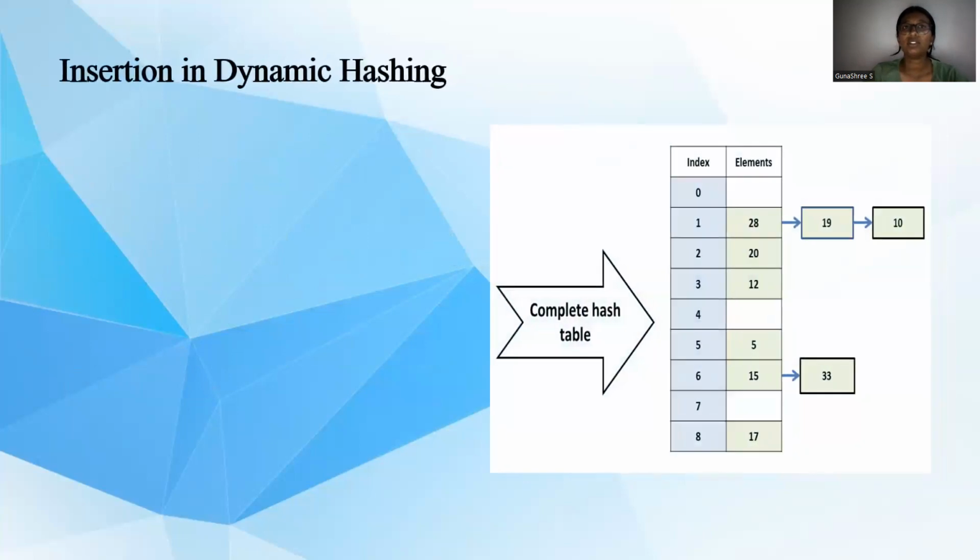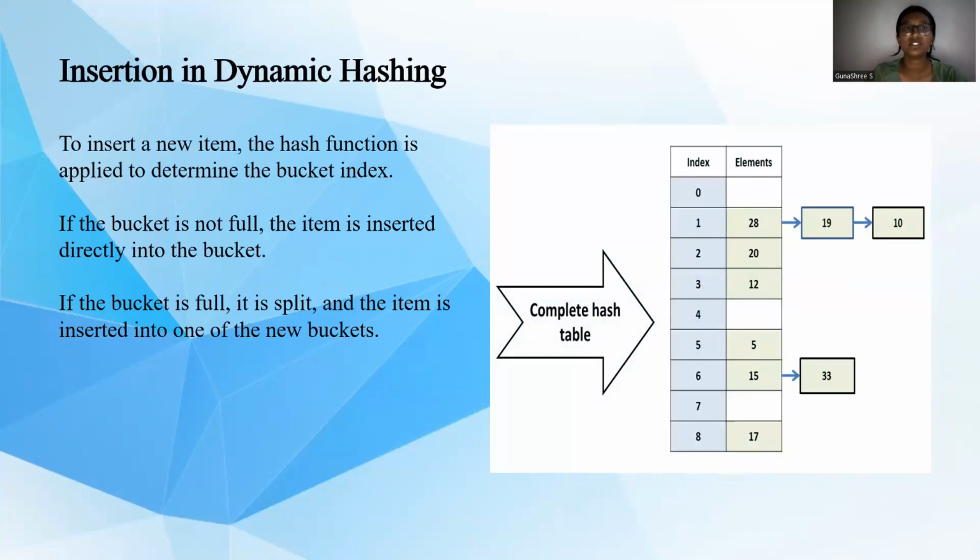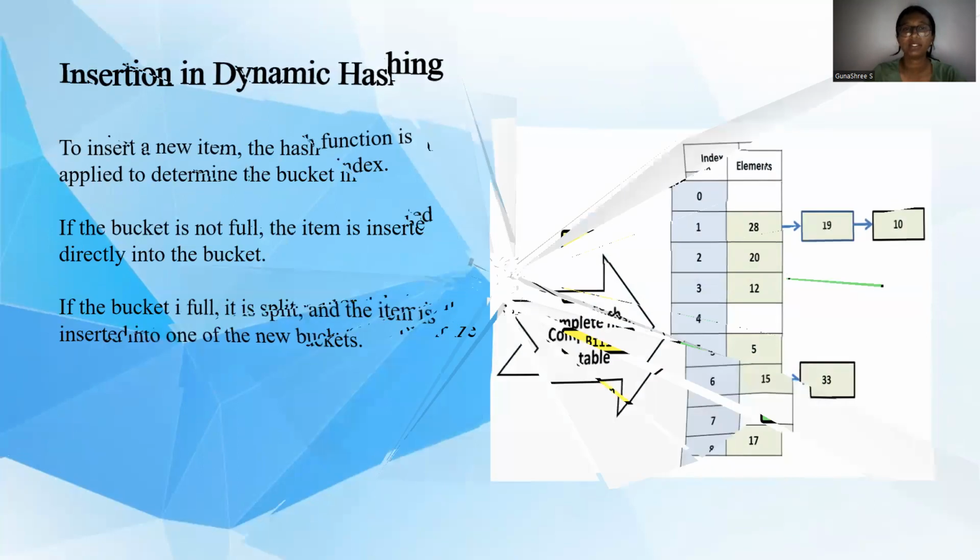Moving on to the operations that can be performed in dynamic hashing. The first one is insertion. To insert a new element, first we apply the hash function to determine the bucket index. If the bucket is not full, then the item is inserted directly into the bucket. If the bucket is full, then the bucket will be split into two different buckets, and the item will be inserted into one of the new buckets.